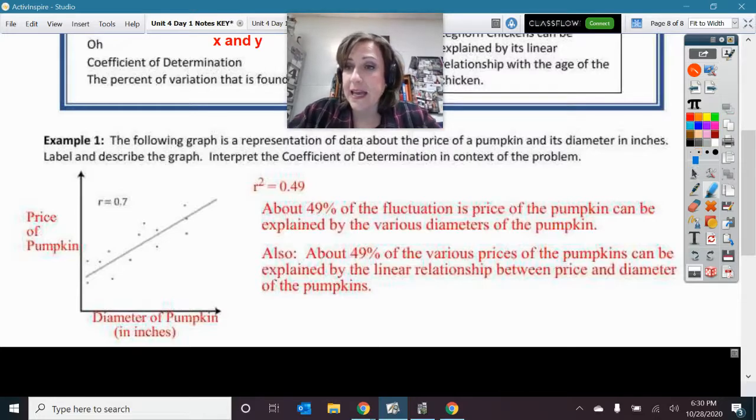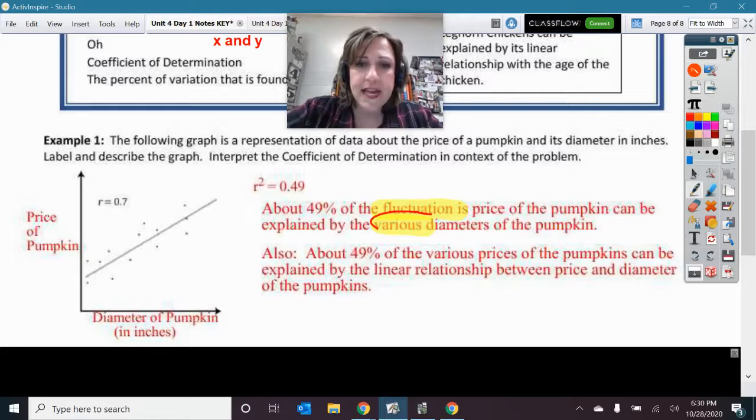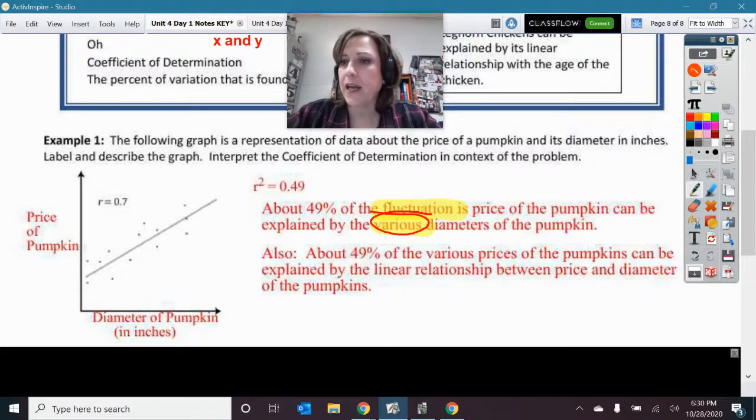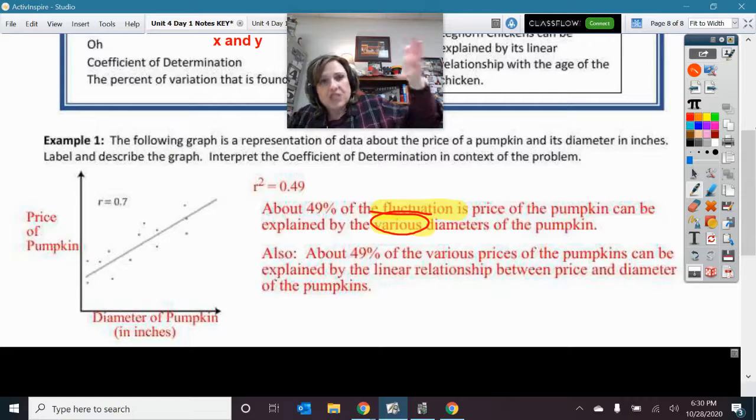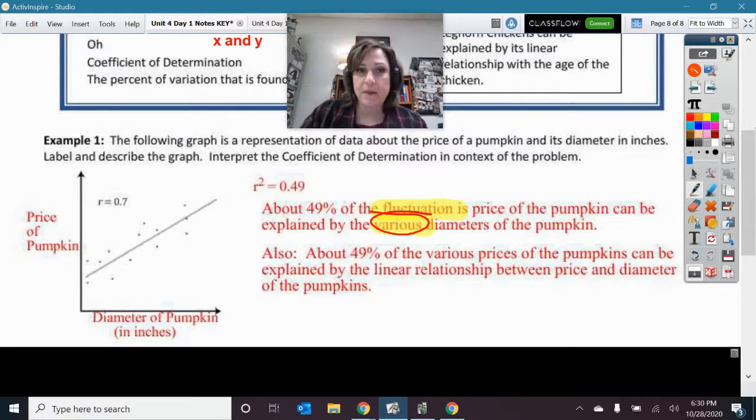A key thing that I watch for that gets missed: about 49% of the fluctuation in the price can be explained by the changes in the diameter. This is the piece that gets left out most commonly. Okay, so make sure those different pumpkin diameters explain the different prices of the pumpkins.